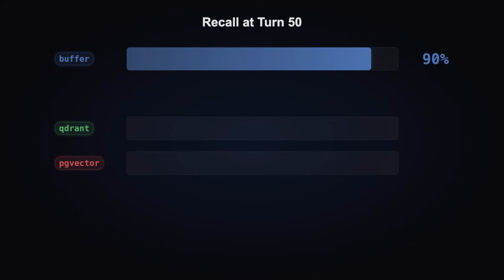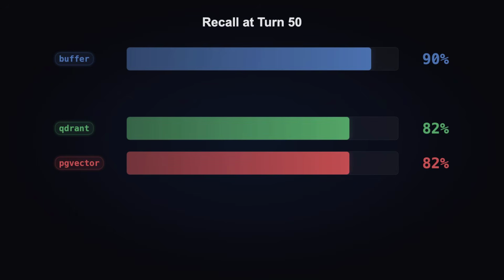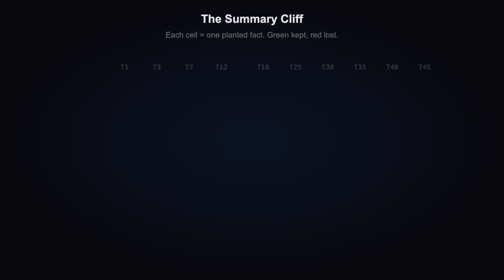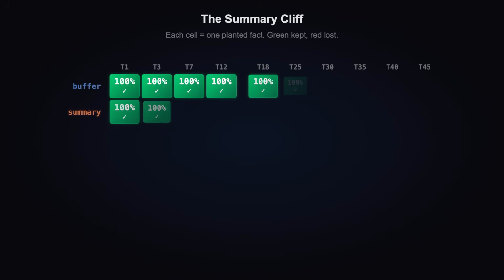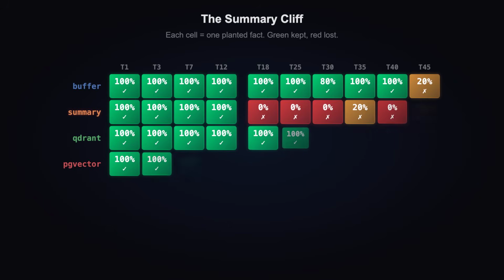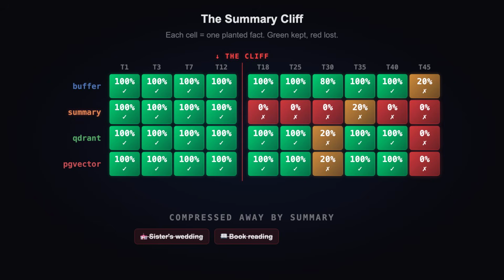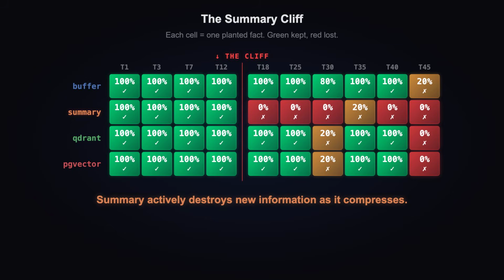Qdrant and pgvector, 82%. Solid performance. The vector search finds the relevant snippets most of the time. And summary, 42%, less than half. Let's look at this breakdown. Summary remembers facts from turns 1 through 12 perfectly, but everything after turn 18, almost zero. The summarizer compressed away the sister's wedding location, the book you're reading, the supplement dosage, all gone. The summary backend doesn't just forget old things, it actively destroys new information as it compresses.